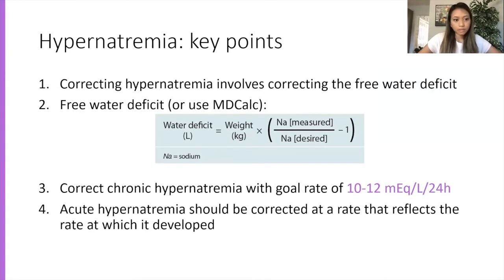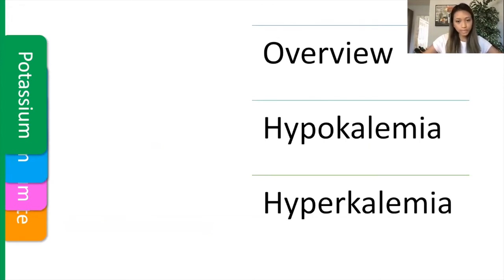So key points: correcting hypernatremia involves correcting the free water deficit. Just know that the free water deficit equation exists. Use the internet or your phone. Correct chronic hypernatremia with a goal of 10 to 12 per day. Acute hypernatremia can be corrected a lot faster. Next. So potassium, okay.